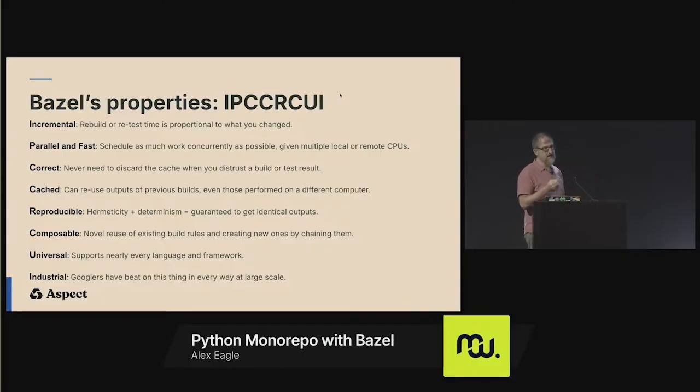So this is a property that you can get by a combination of two things. One of them is hermeticity, which is the idea that all of the inputs to the build are known and pinned ahead of time. Bazel fetches them for you. Today we're going to be talking about Python, and it fetches the Python interpreter for you. There's nothing about your system, no offense, but we don't trust what's on your computer. We don't want to use anything that's on there already.